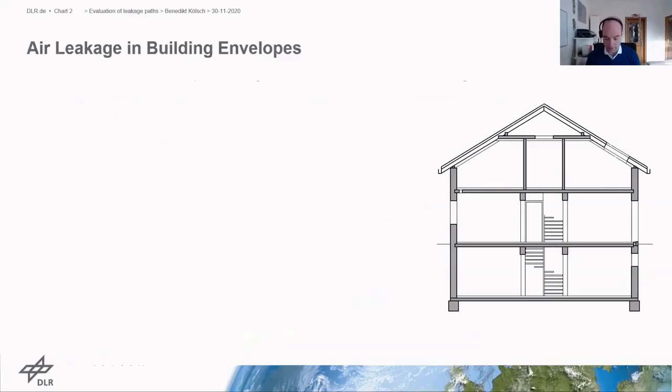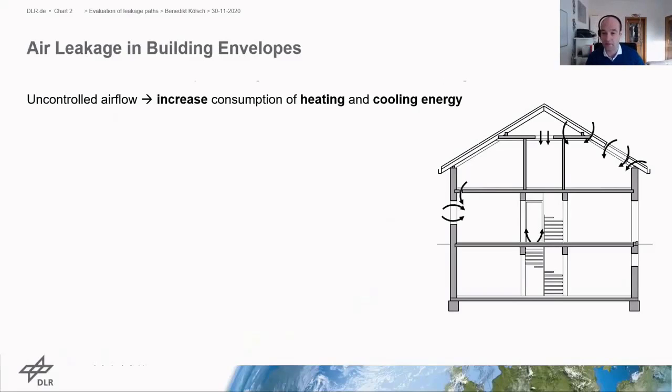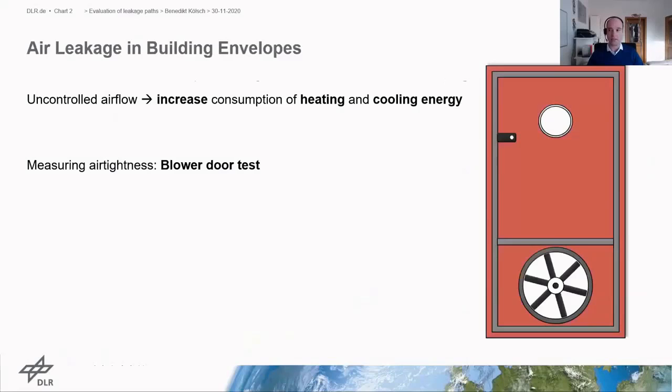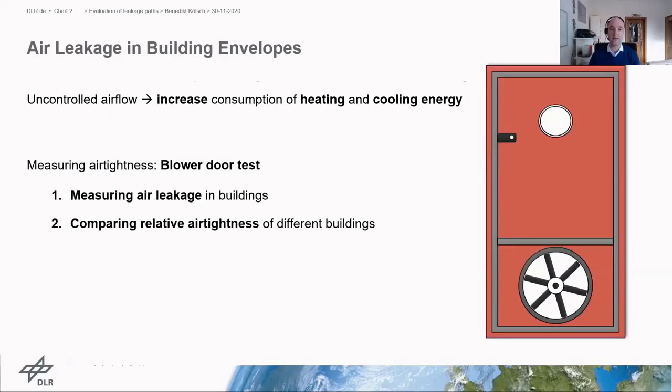As we all know, air tightness is important for all of us, and uncontrolled airflow, like already discussed by the previous speakers here, and seen in the picture on the right, may lead to an increase of consumption heating and cooling energy. The most prominent method for measuring the air leakage is the well-known blower door test, which has mainly three purposes. The first one is actually measuring the leakage of buildings or building parts. The second one is comparing the relative air tightness of different buildings among each other. And the third one is determining the reduction of air permeability, for example, after the implementation of improvements.